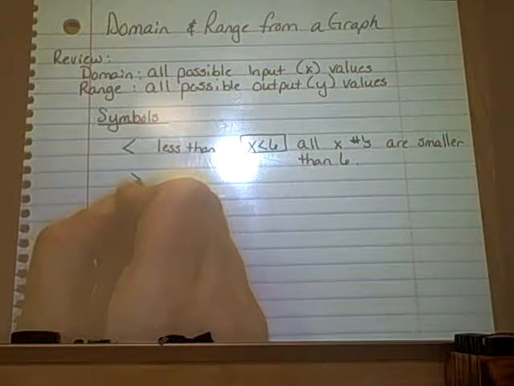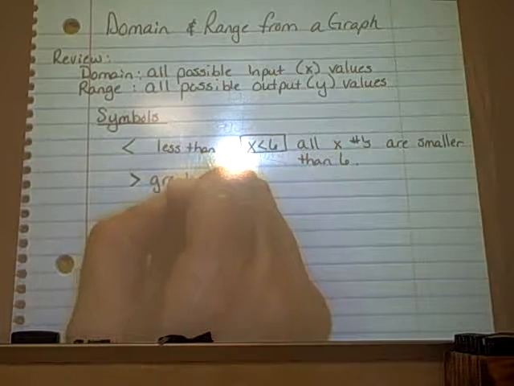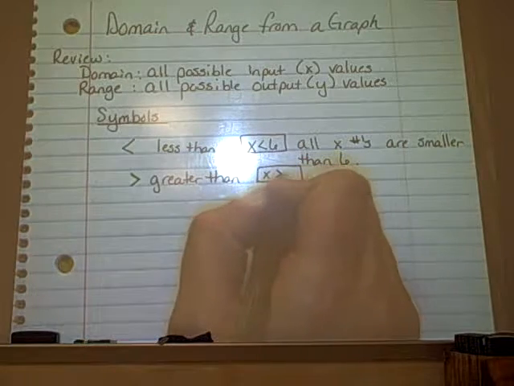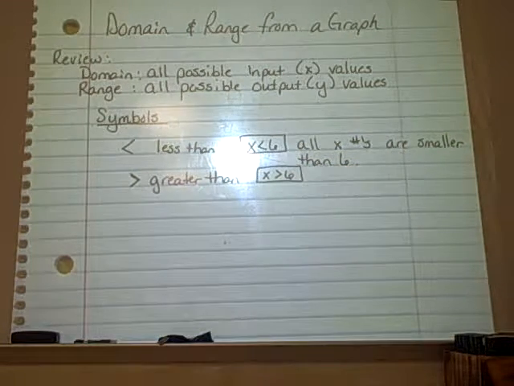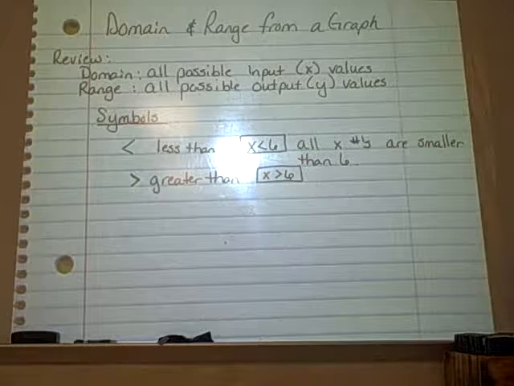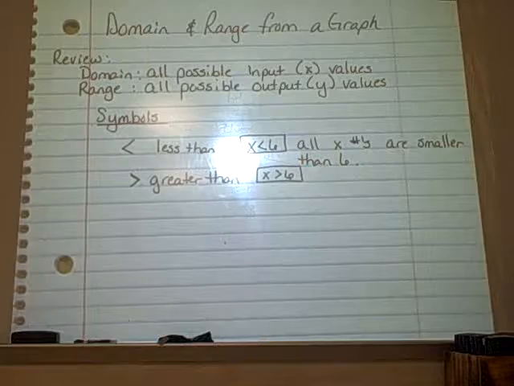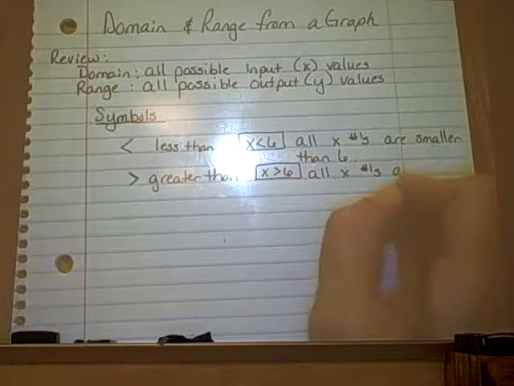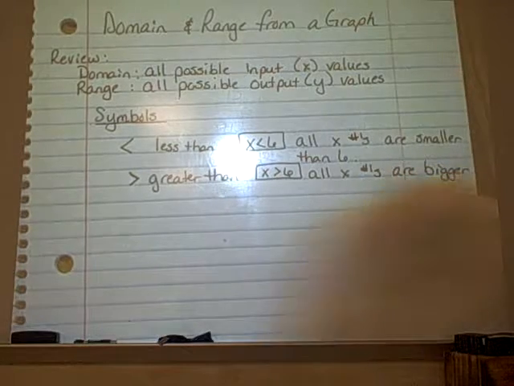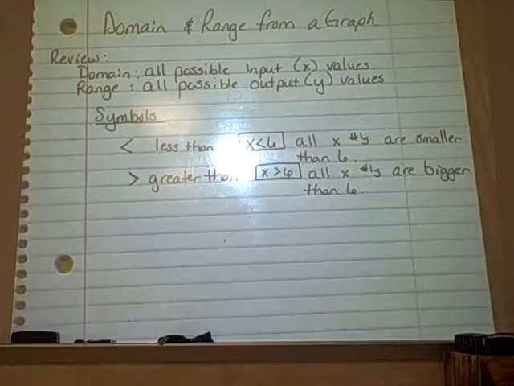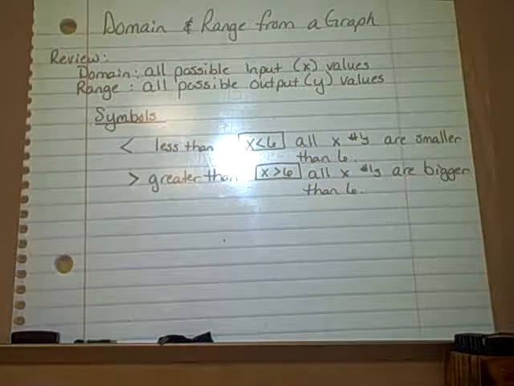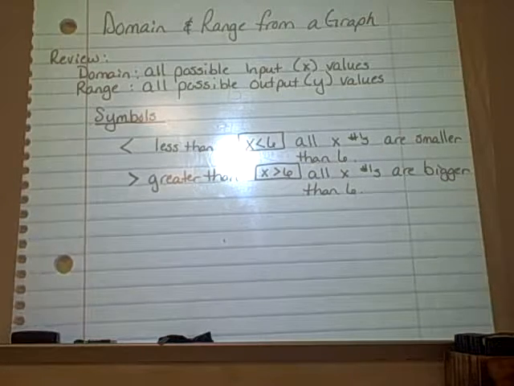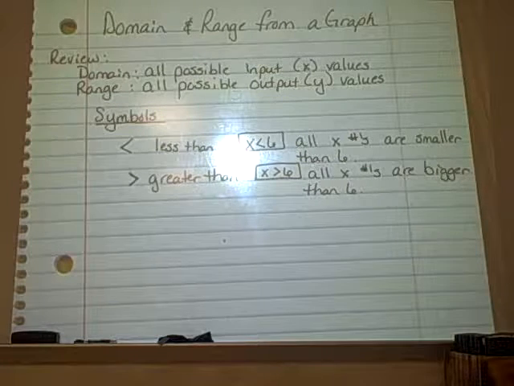Okay, so then this one is greater than. So if you have the example x is greater than 6, what does that mean? All x numbers are bigger than 6. Again, 6 is not included. It has to be at least 6.1 or 6.00005 or something that's bigger than 6. 6 doesn't count. It has to be bigger than 6.